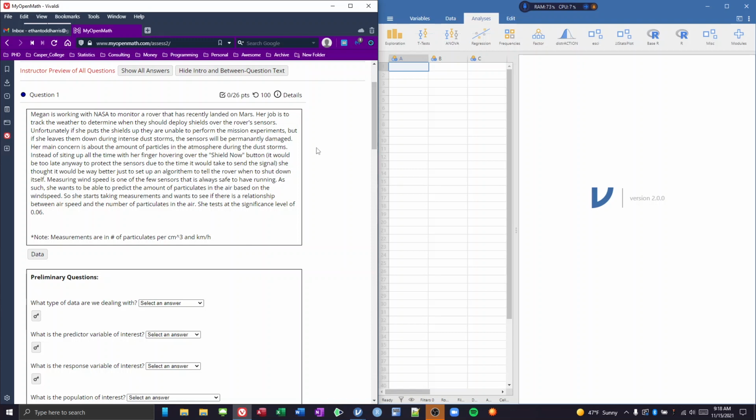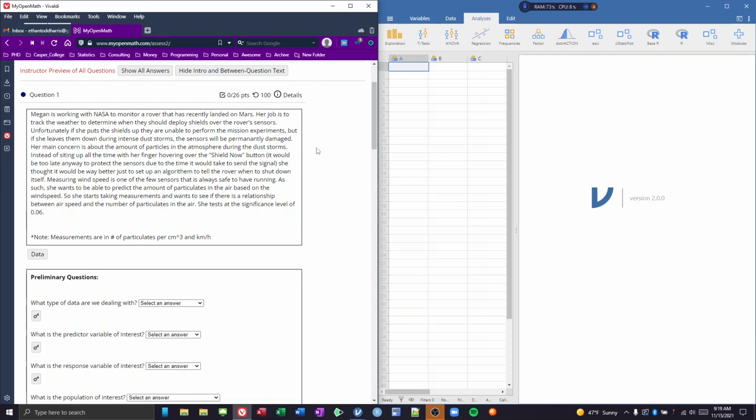Hello everyone. In this video, we are going to use Jamovi in order to help us do a regression analysis. Now let's look at our scenario. It says Megan is working with NASA to monitor a rover that has recently landed on Mars. Her job is to track the weather to determine when they should deploy shields over the rover's sensors.